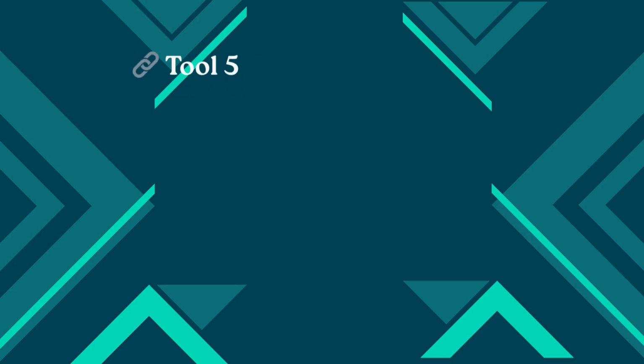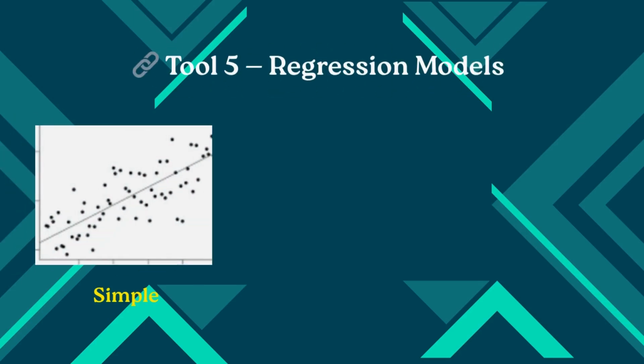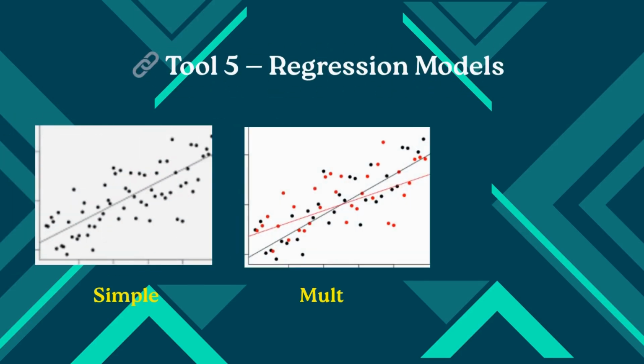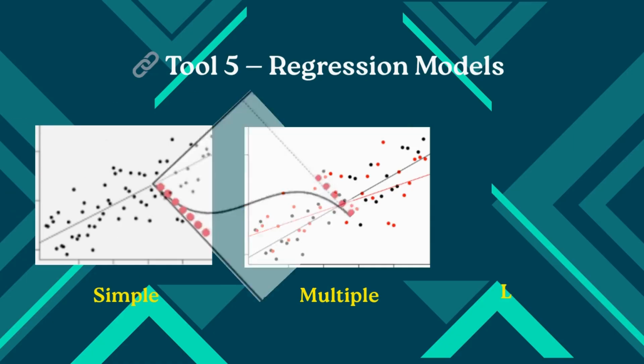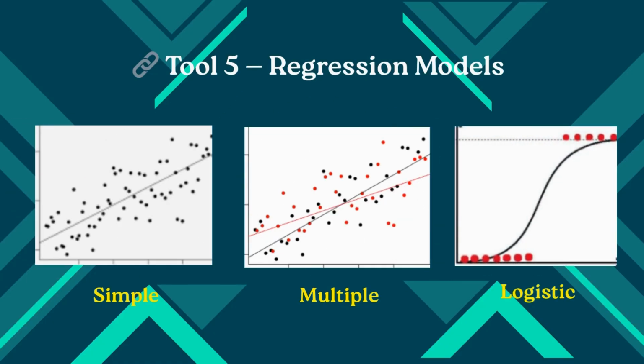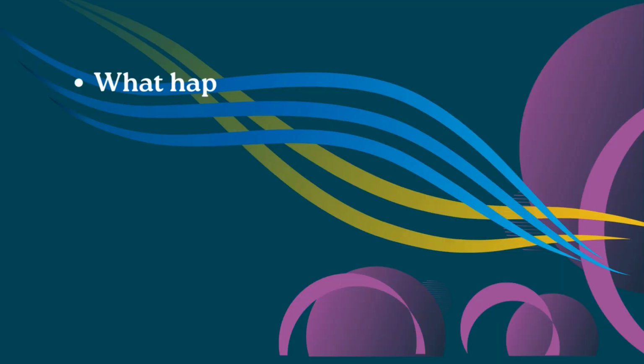Fifth, regression models. Now we move beyond description into prediction. Regression helps identify relationships and forecast outcomes. From linear regression to multiple and logistic models, these are the engines of modern analytics, predicting everything from sales growth to disease risk. Applied statistics is not about memorizing formulas. It is about matching the right question to the right approach.